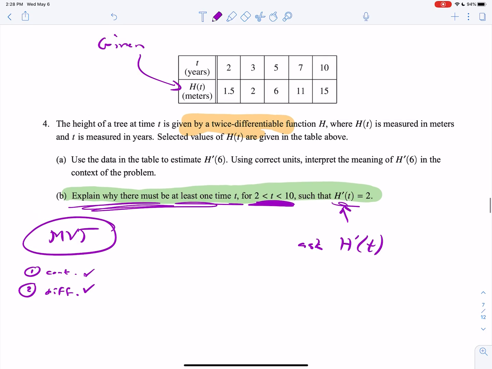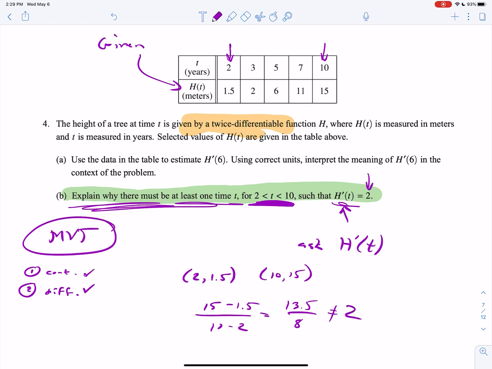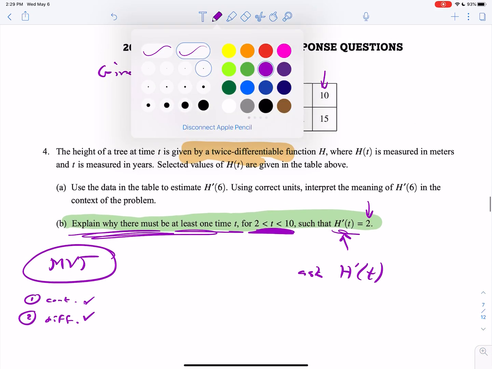Okay, now usually you try to use the endpoints first. Let's try to use 2 and 1.5 and then 10 and 15. Let's find the average rate of change here. That's going to be 13.5 over 8, which is definitely not coming out to 2. We want to aim for 2 here, okay? So you're trying to pick 2 points. So notice how here it's not always just the endpoints. You're trying to pick 2 points that come out to 2 as a slope. And again, you're testing it.